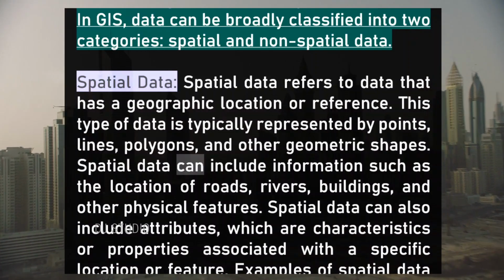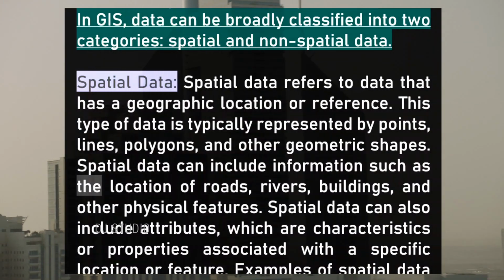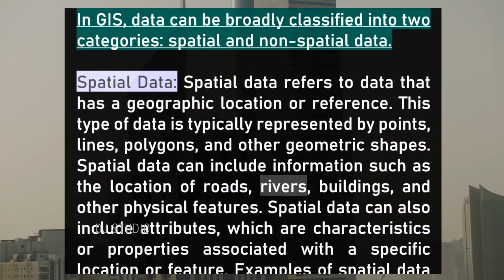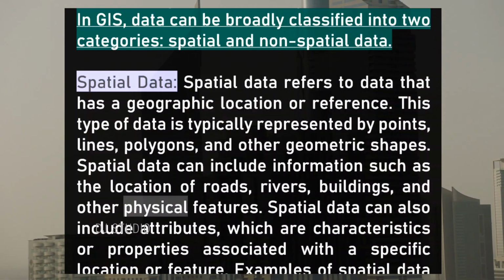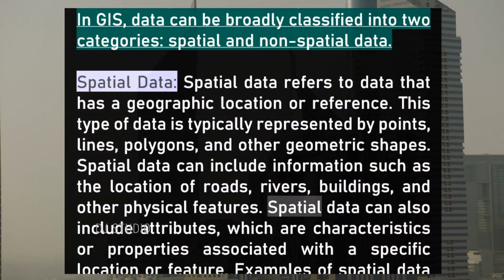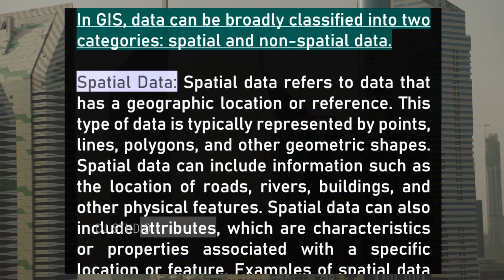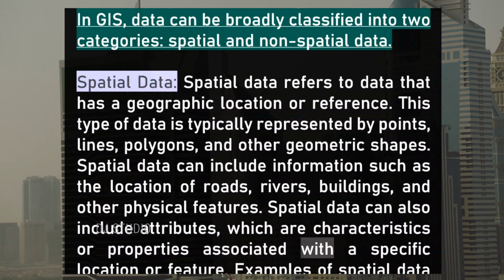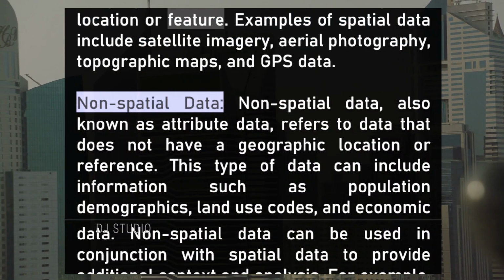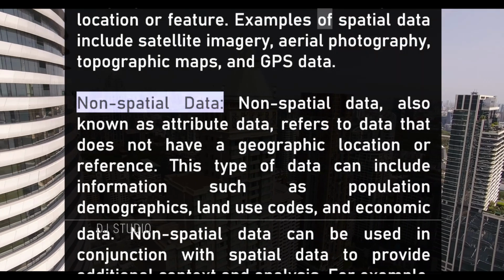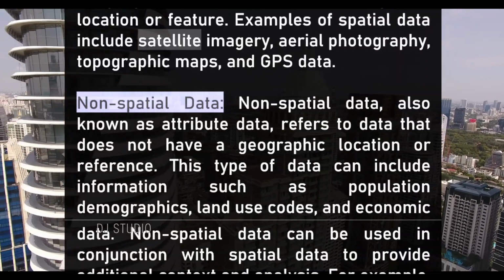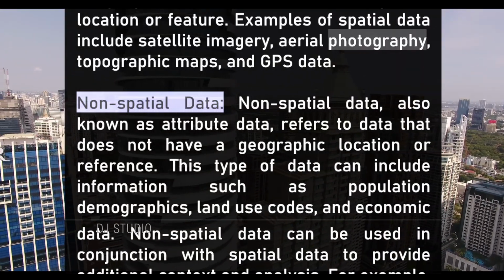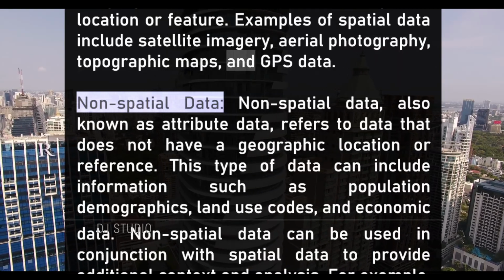Spatial data can include information such as the location of roads, rivers, buildings, and other physical features. Spatial data can also include attributes, which are characteristics or properties associated with a specific location or feature. Examples of spatial data include satellite imagery, aerial photography, topographic maps, and GPS data.